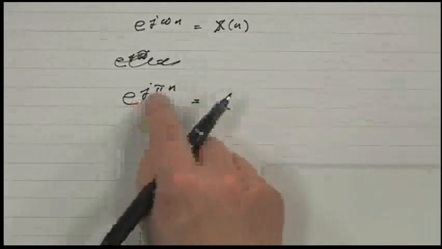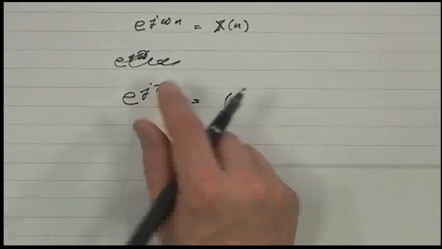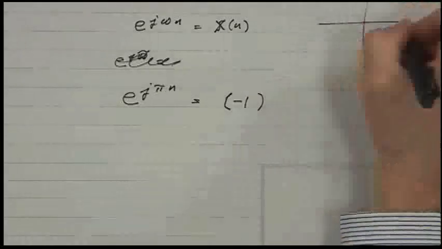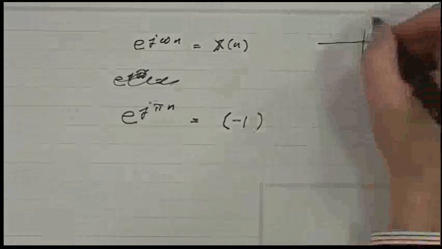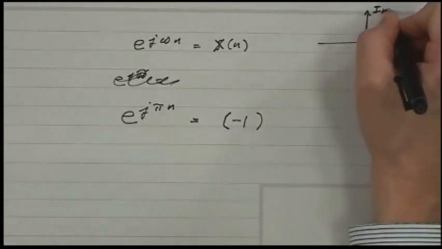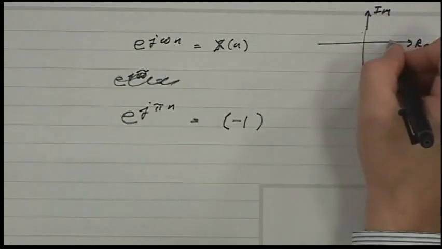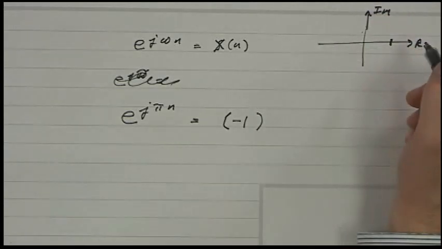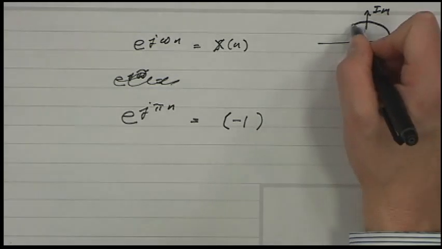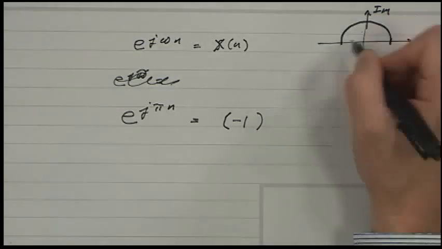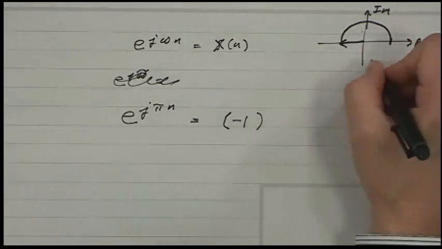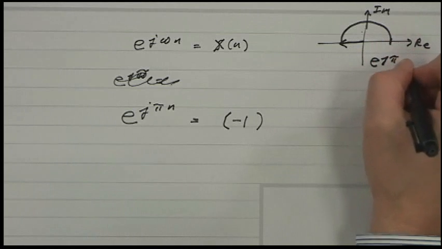Well, what's e to the j pi? It's -1. It's -1, right? Let me just check for those who are a little rusty on this sort of thing. E to the j pi, this is real, right? And this is imaginary, right? So e to the j 0 is 1. And then I go pi. So pi is 180 degrees, right? Yep. So the vector's pointing that way. So e to the j pi equals -1.